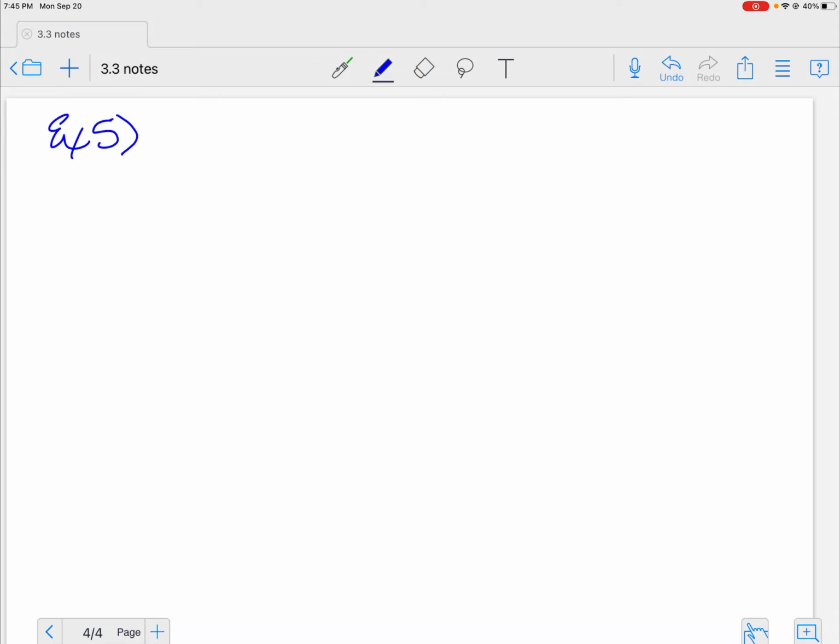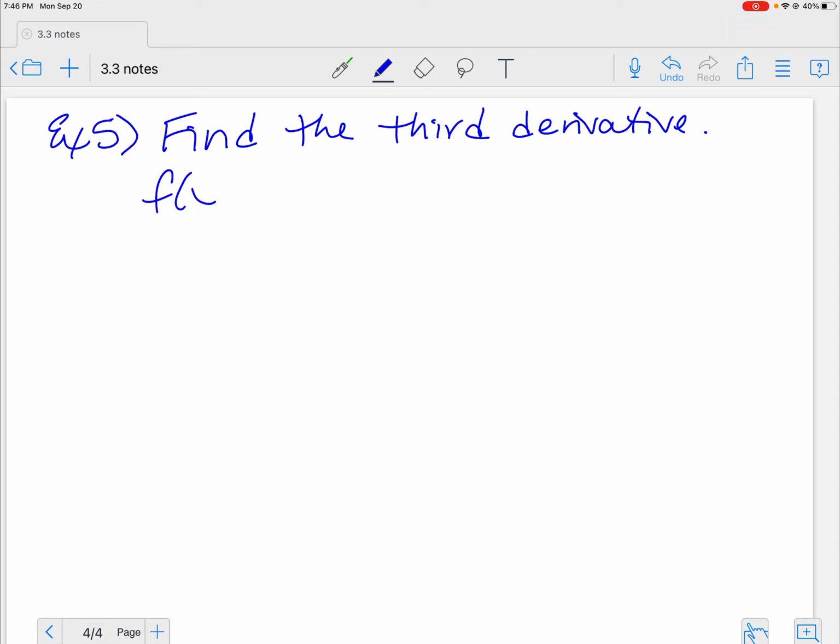Now that we know how to find a first derivative, guess what? We can find multiple derivatives. On this example 5, we are going to find the third derivative. When I find a third derivative, you start off with your function. Then you take a derivative and you get the first derivative. When you take multiple derivatives, you build off the previous.